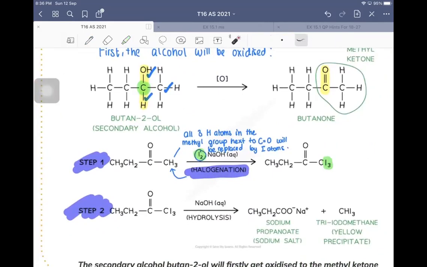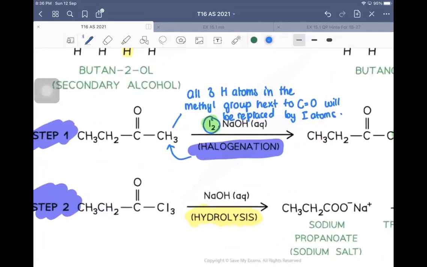The second step, we take this molecule and it is reacted with aqueous sodium hydroxide further. This process is called hydrolysis. So hydrolysis means we are breaking some bonds in the presence of water. Okay, so the water comes from the AQ part, the aqueous part of the sodium hydroxide.